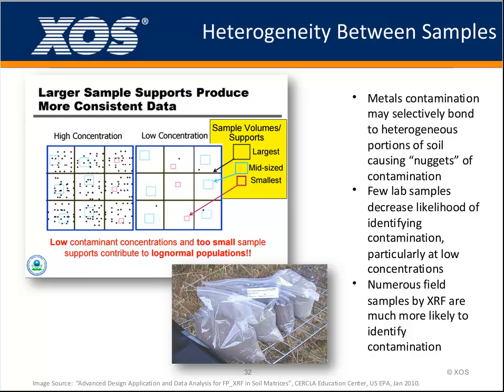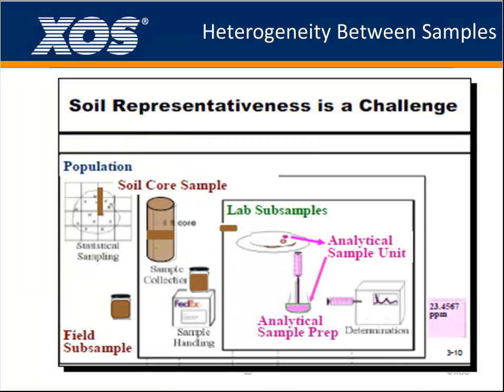And there are some influence factors of XRF analysis for soil. And the first one we can call heterogeneity between samples, which means that heavy metals are not distributed homogeneous in soil, which means in different area, it can be very different concentration of the heavy metal elements.